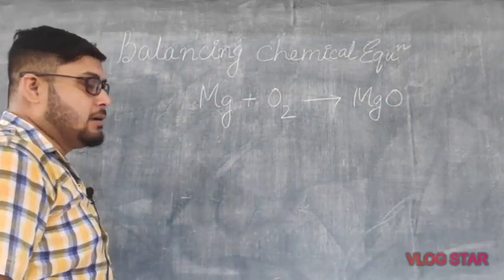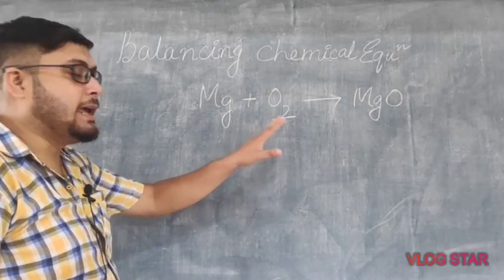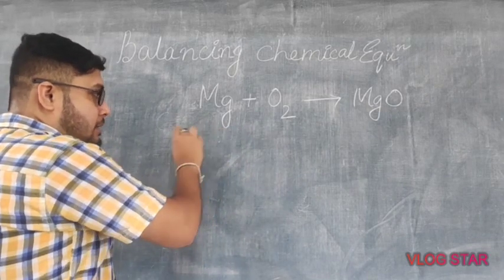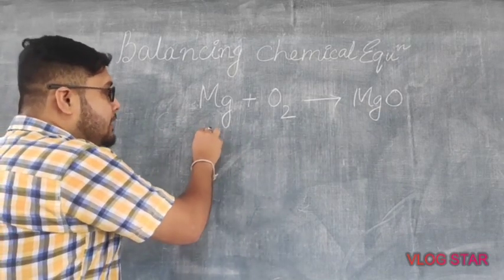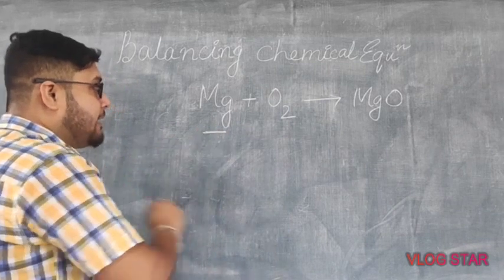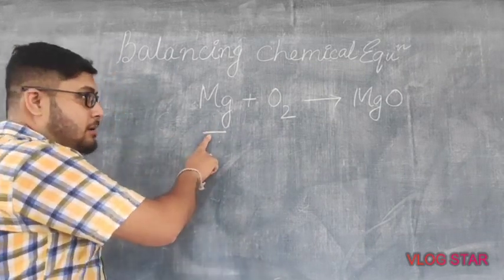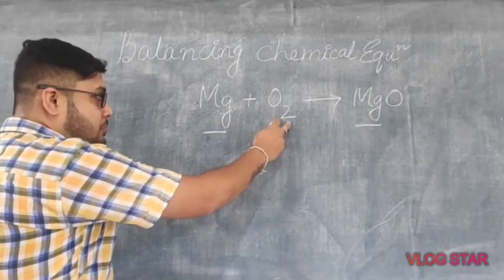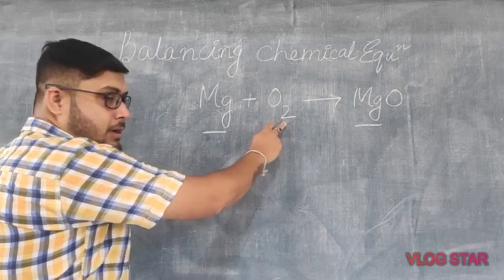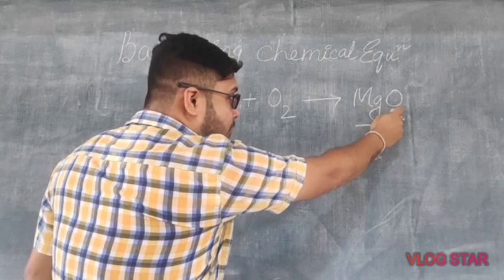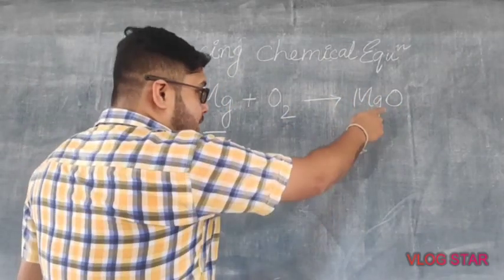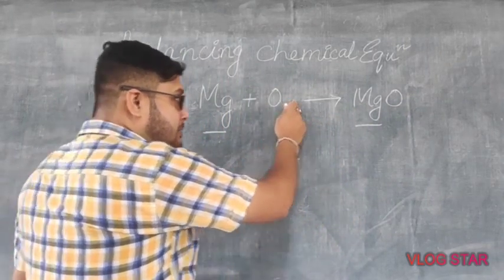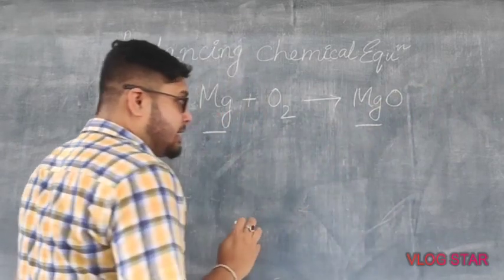Now here we have to balance each and every element separately. So first of all, how to proceed, let us see. In the reactant side we have magnesium 1, here also 1. It is balanced. Coming to oxygen now, here are 2 oxygen atoms, here is 1 oxygen atom. Now in this case, we cannot minus any oxygen atom, and we also cannot add any oxygen atom.